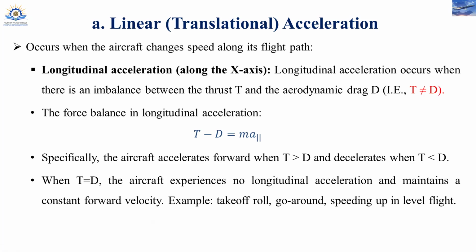When thrust is equal to drag, the aircraft experiences no longitudinal acceleration and maintains a constant forward velocity. That is called the cruise state. The best example of the above is the takeoff roll in powered flight, speeding up on the ground. When you are changing velocity in level flight, the thrust is also greater than the drag.